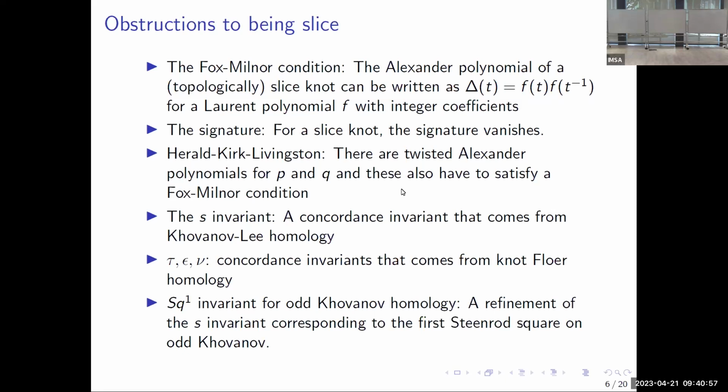There's also the SQ1 invariant for odd Khovanov homology. This is a refinement of the S invariant corresponding to the first Steenrod square in odd Khovanov. And this is also a smooth obstruction. So it doesn't actually obstruct topological sliceness.